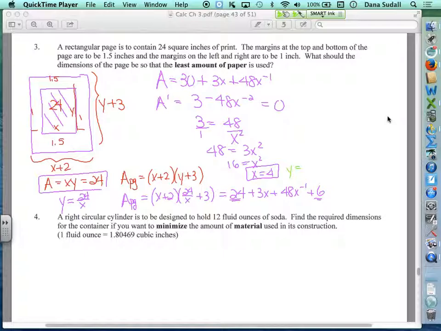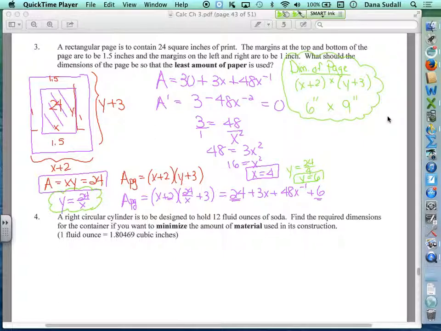If I plug that back into this equation over here, I'm going to have 24 divided by 4, which is 6. They want to know what are the dimensions for the page. Well, the dimensions of the page were x plus 2 by y plus 3. So we'll plug those values in. So x was 4. 4 plus 2 would give me 6. And y plus 3, 6 plus 3 would give me 9. So that's the dimensions of the page.